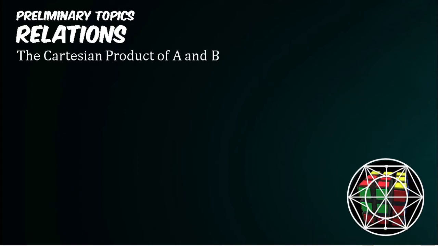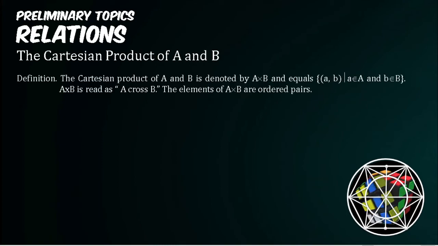Relations, where do we start so that we could understand the concept of a relation? We need to understand the concept of a cross product, or the Cartesian product of two sets. Another definition: the Cartesian product of A and B is denoted by A cross B, that is read as A cross B, and it's a set. Okay, so makikita natin na ang definition niya ay set. Isa siyang set.